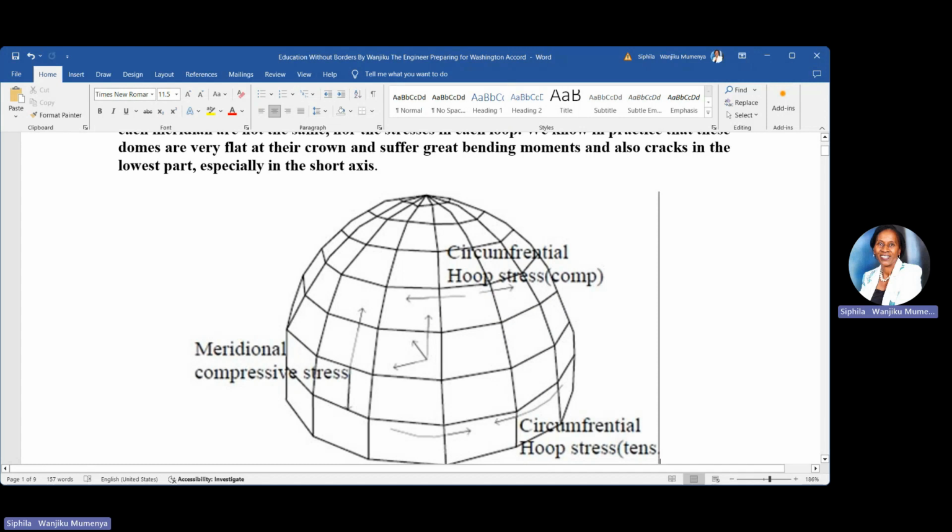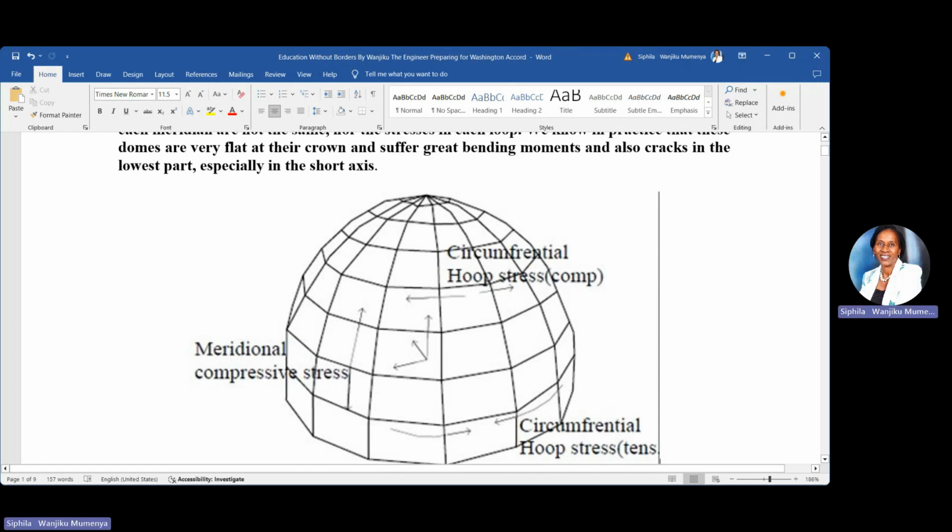We have a circumferential direction and meridional direction as shown there. And it's very important to know this because as we prepare to be Washington Accord ready, you may ask yourself, what would happen if I was sent to site and what I found was this kind of a structure? What would I do? And maybe you are never taught in class, or maybe you've not gone for the advanced classes. So you need to start asking yourself, am I Washington Accord ready?